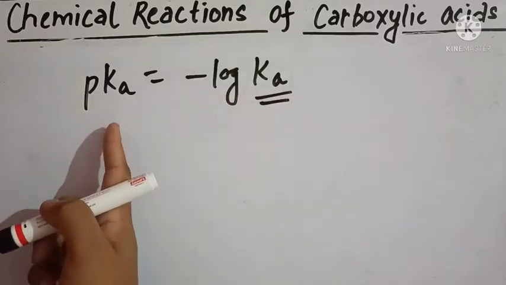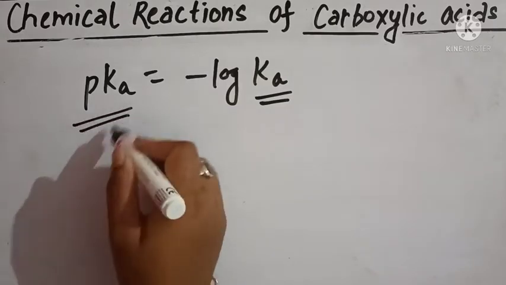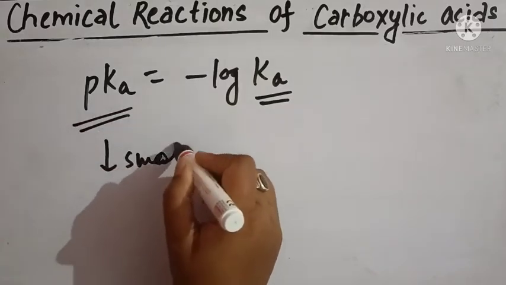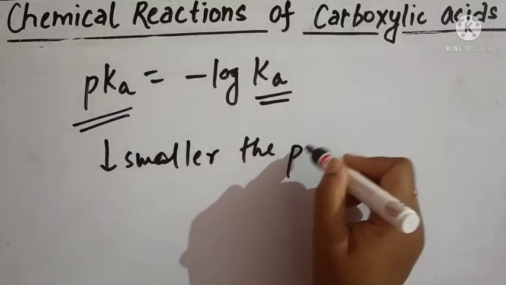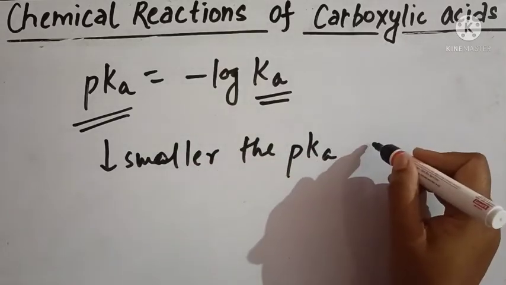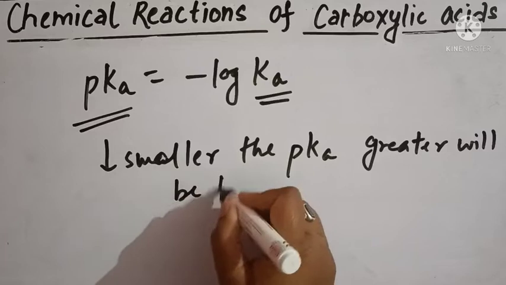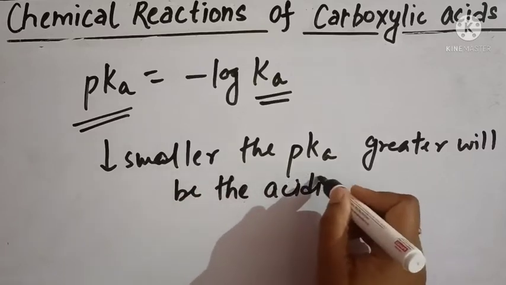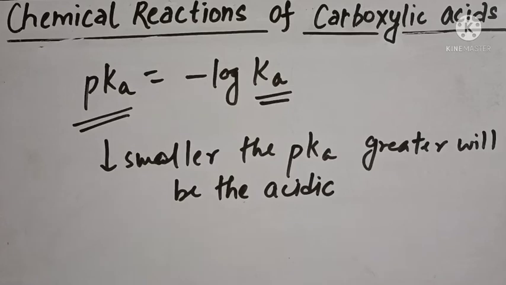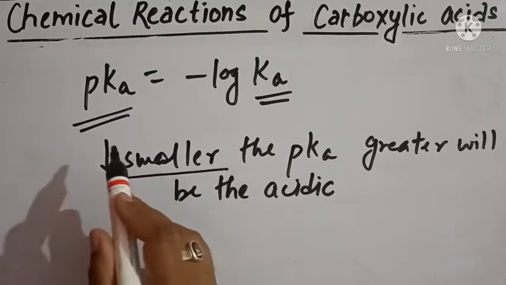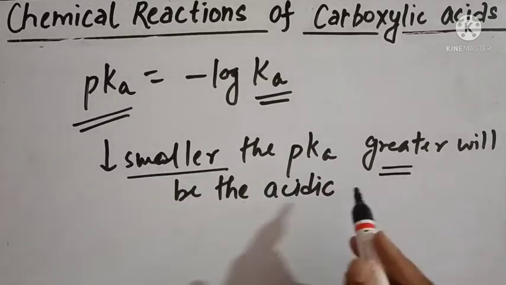So if larger the Ka value, more will be the acidic strength. Similarly, if we talk about the pKa value, smaller the pKa value, greater will be the acidic strength. Just keep that in mind, because in some questions it may be asked to arrange the following compounds in increasing order of their pKa value or in increasing order of their acidic strength, that is totally different, because smaller the pKa value, greater will be the acidic strength.